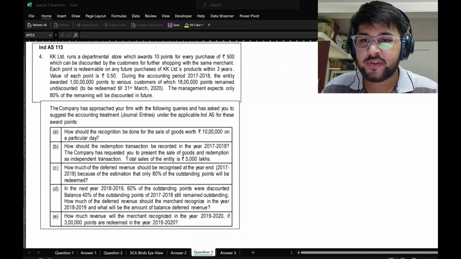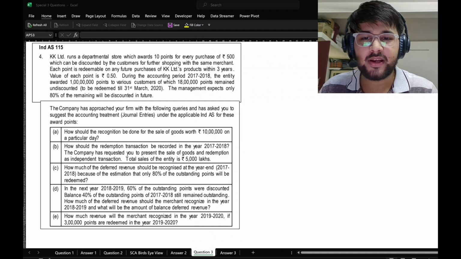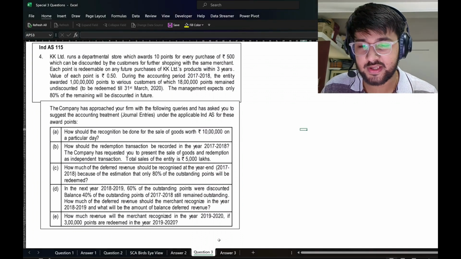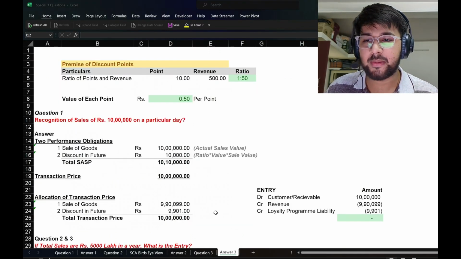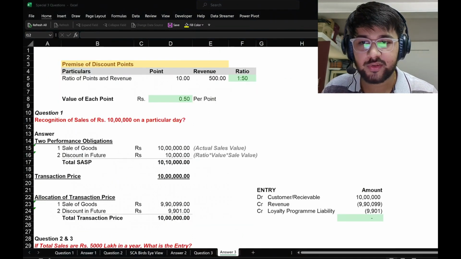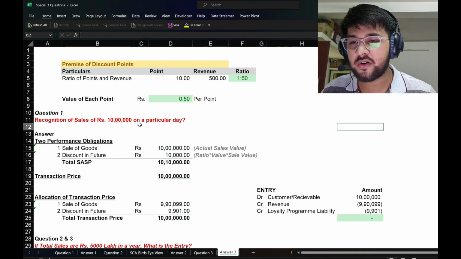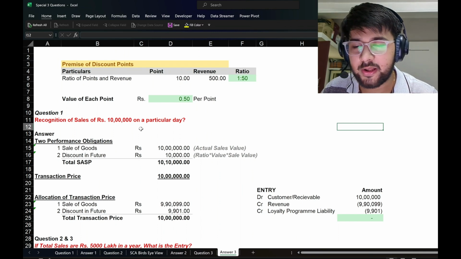So the first part of the question is, how should the recognition of sale of goods worth 10 lakhs on a particular day be done? I have written down the questions here as well. So instead of going back to the question, we would be using this part. All right. So the first part is recognition of sales of 10 lakh on a particular day.